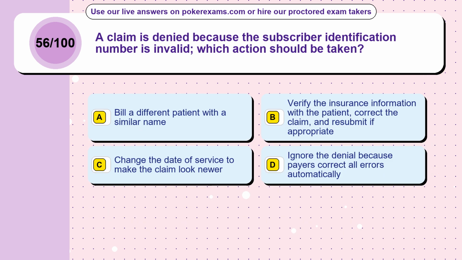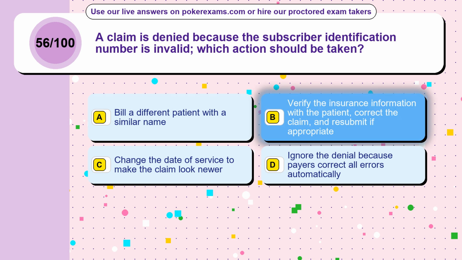Question 56. A claim is denied because the subscriber identification number is invalid. Which action should be taken? Option A. Bill a different patient with a similar name. Option B. Verify the insurance information with the patient, correct the claim, and resubmit if appropriate. Option C. Change the date of service to make the claim look newer. Option D. Ignore the denial because payers correct all errors automatically.